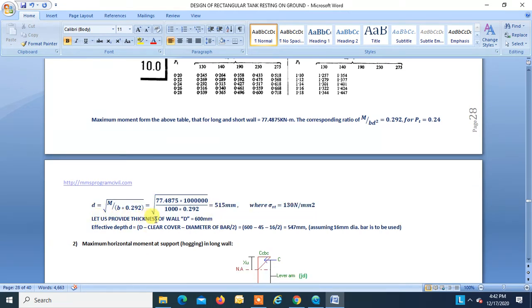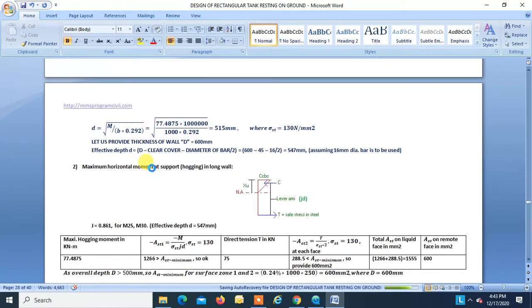So let us assume the overall thickness is equal to 600 mm. So the effective depth d is equal to D minus clear cover minus the diameter of the bar by 2. So this is 600 minus clear cover, that is nominal cover we have assumed as 45, minus 16 by 2. 16 we are assuming to be the bar we are going to use in design. So the effective depth we are providing is 547, which is greater than 515, so it's okay.